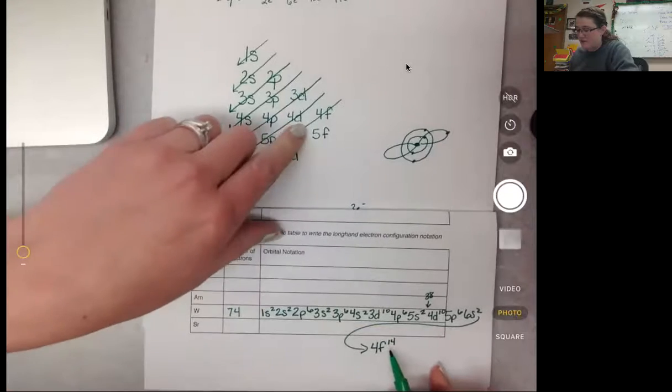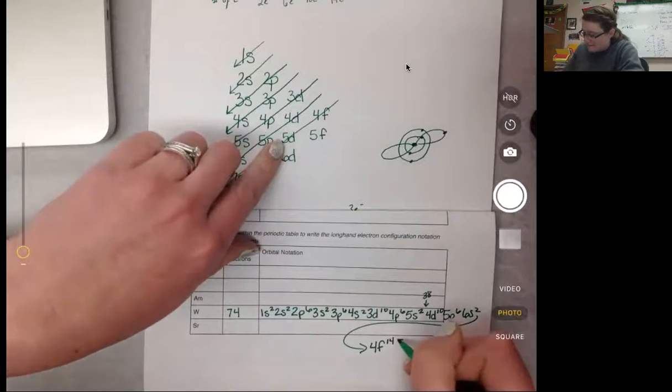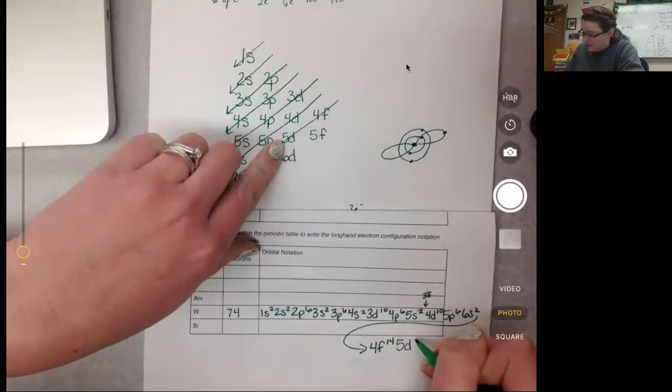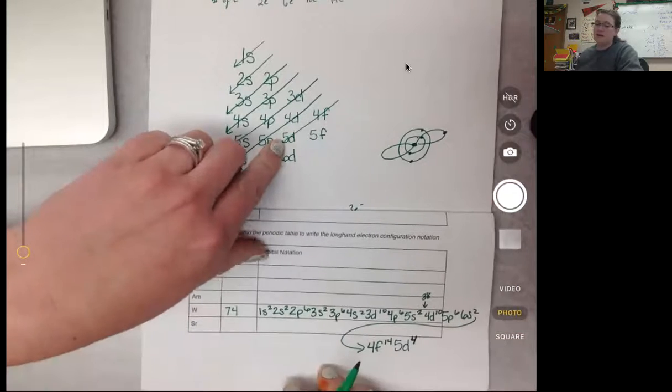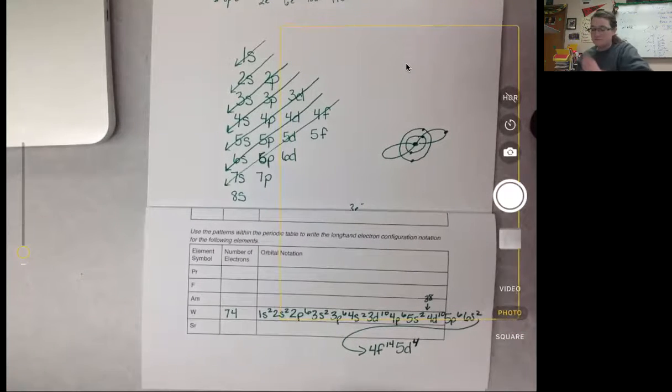And so after 4f, I fill 5d. And since I only had 4 electrons, I'm going to just put the 4 in there. And so that one's not completely full yet.